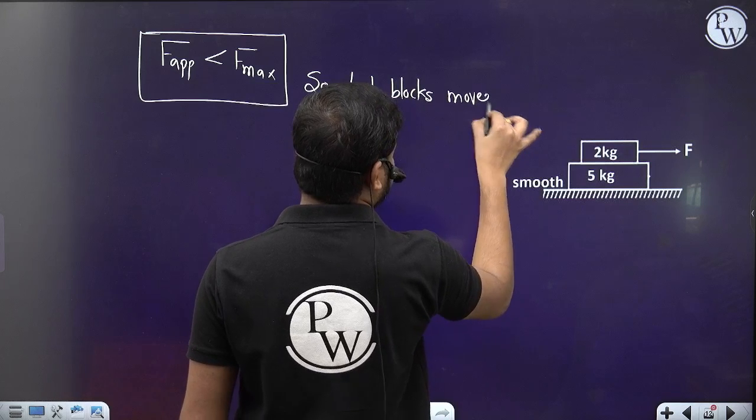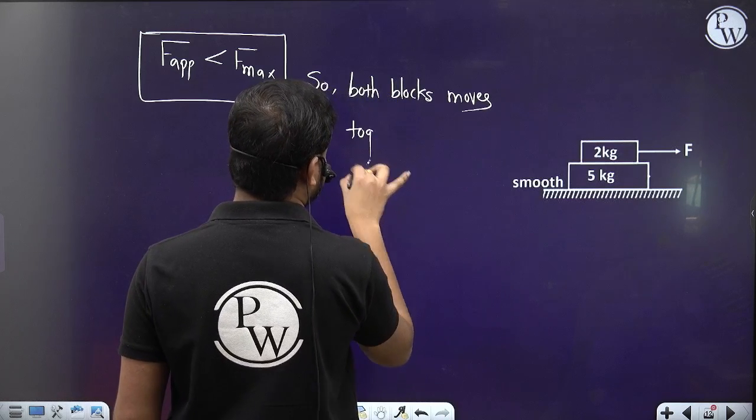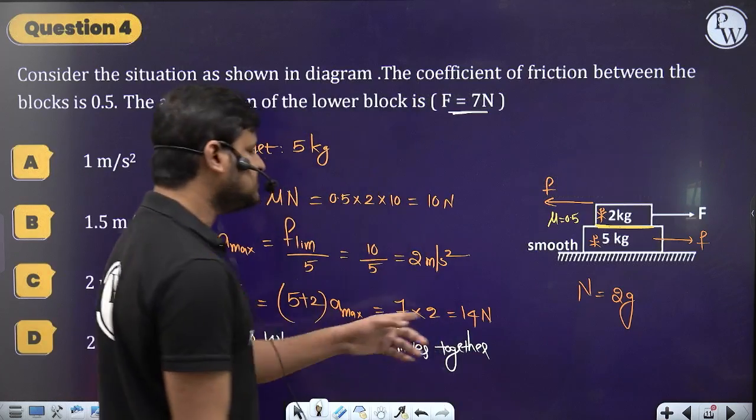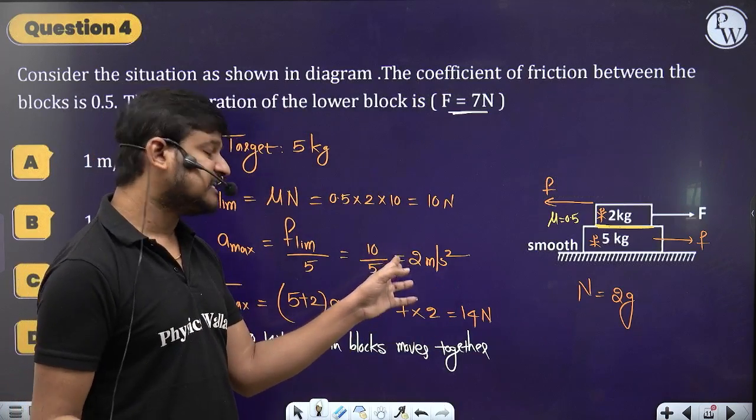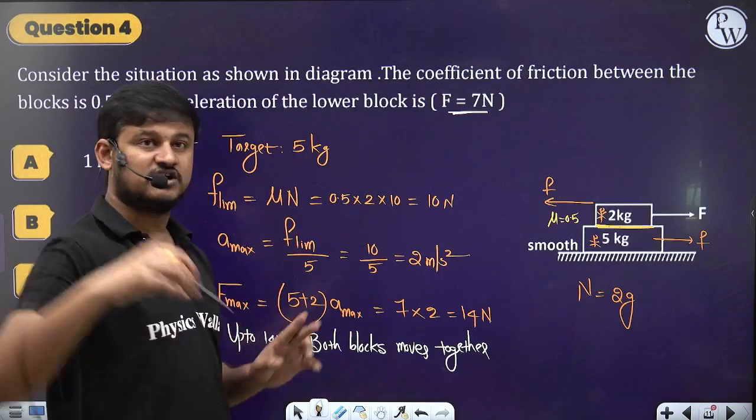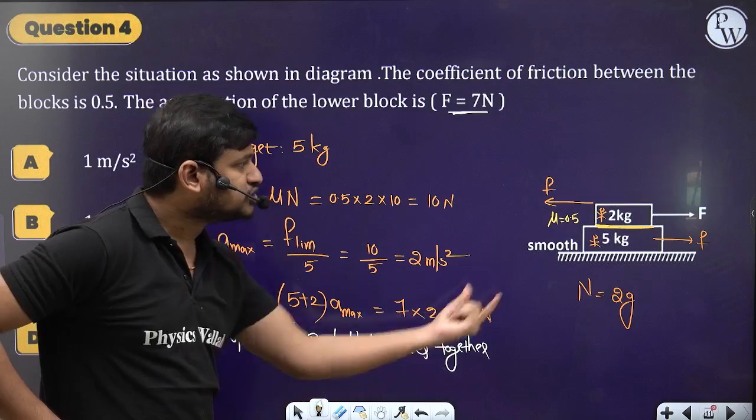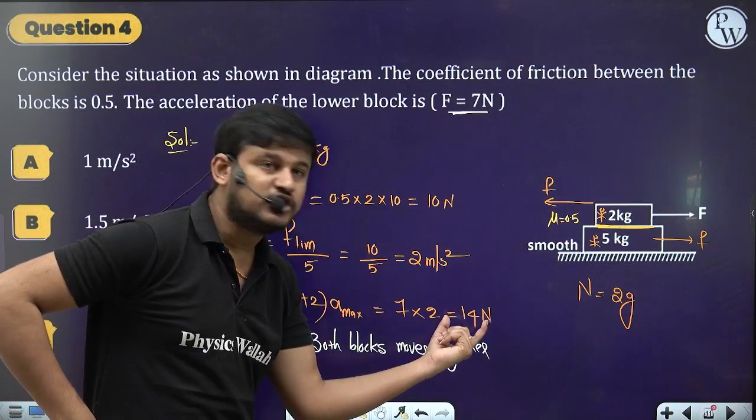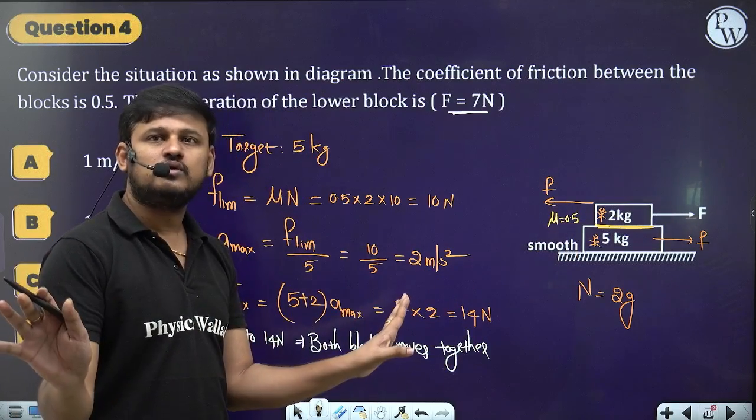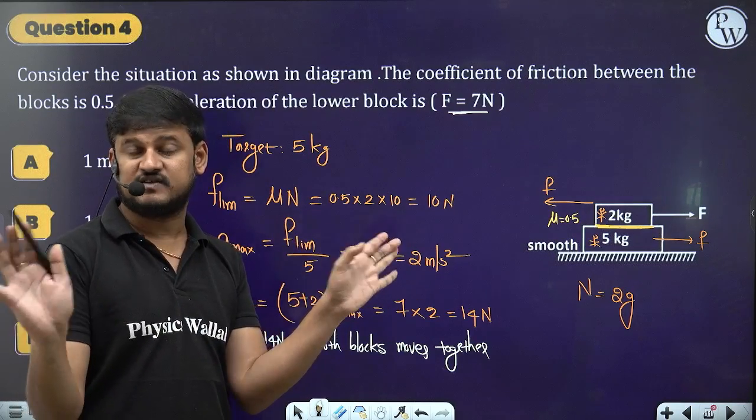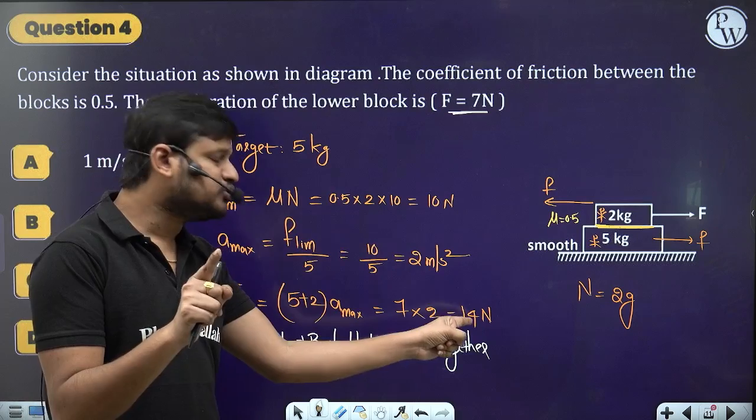Both the blocks move together with the same acceleration, right? So what is that acceleration? Don't say that the acceleration is 2 meter per second square. That acceleration is the maximum acceleration. When should you consider that maximum acceleration? When your F max is equal to F applied. When your applied force is 40 newtons, you need not do any further step. You can say both the blocks are moving with 2 meter per second square, when your applied force is equal to the F max.